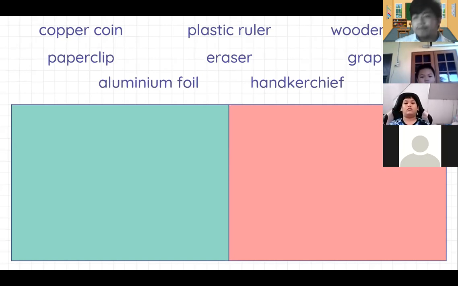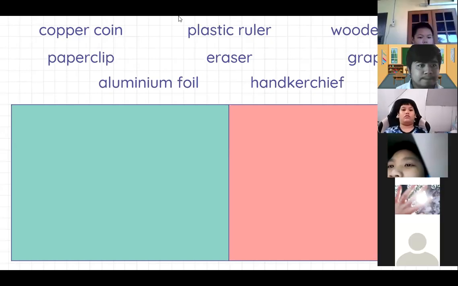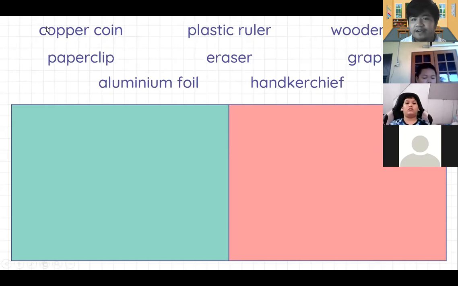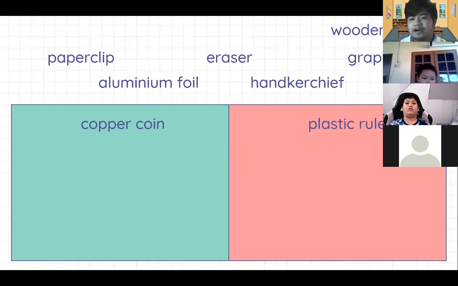All right. Copper coin first. Is it green or red? Green. All right, very good. So copper coin is a conductor. Very good. Next, plastic ruler. Red. Red, very good. Wooden ruler. Red, very good.